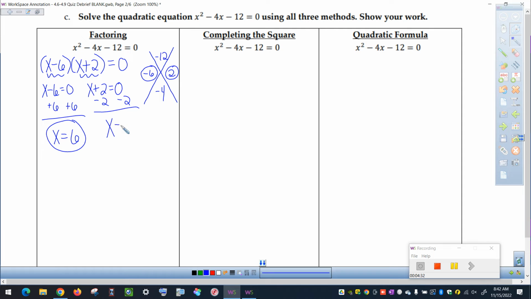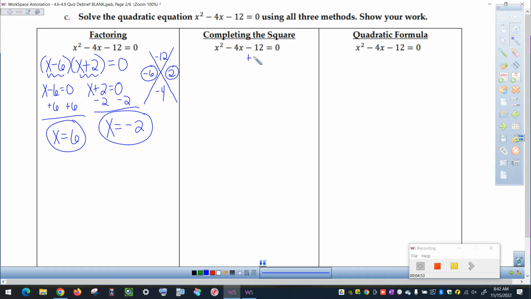Over here, we're going to subtract 2 from both sides, so negative 2 is the second answer. Now, I should get those same 2 answers when I'm using these different methods. The method, the process, the work that we do is the part that's going to change. All right, so let's talk about the second method here of completing the square.